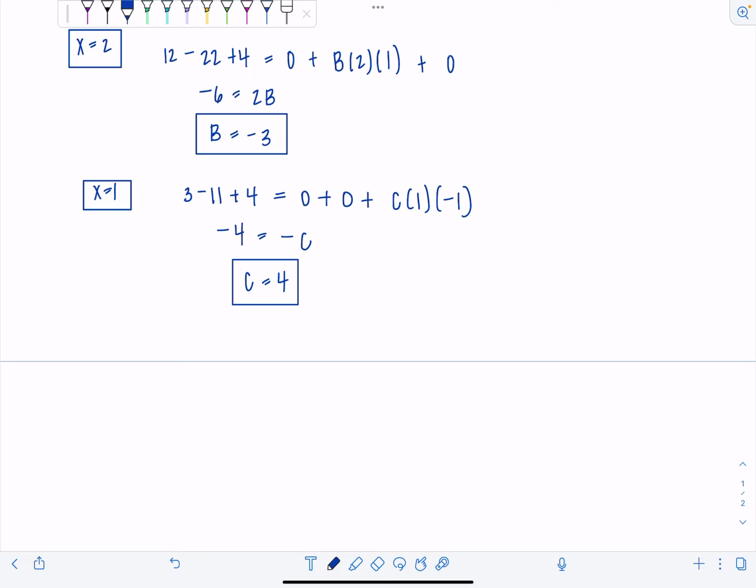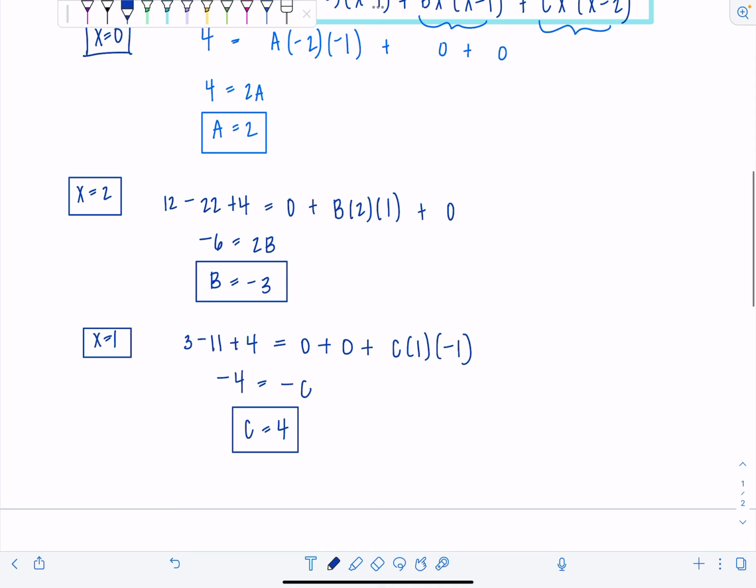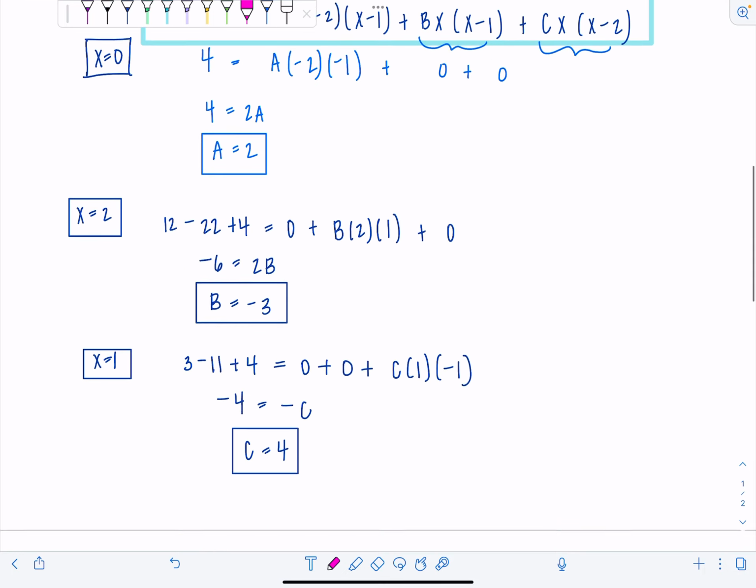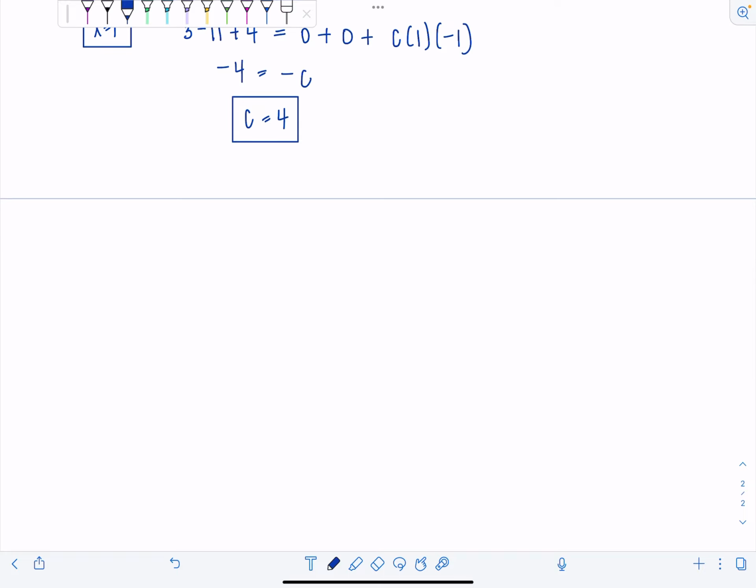So now we're going to go back to the original integral, and what I'm going to do is replace the constants, a, b, and c, with the values that we found. Remember, a we found was 2, b we found was negative 3, and c was 4. So I'm going to rewrite the original indefinite integral using my partial fraction decomposition. So we have now the integral of 2 over x, since a was 2, b was negative 3, so that's minus 3 over x minus 2, plus 4 over x minus 1 dx.